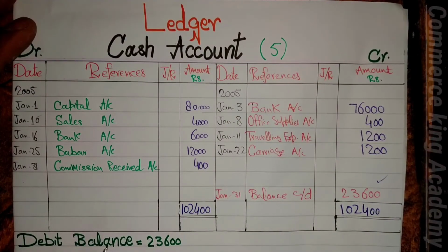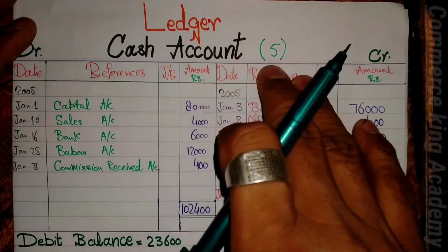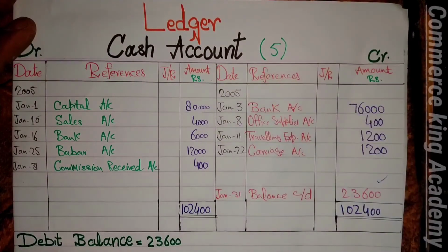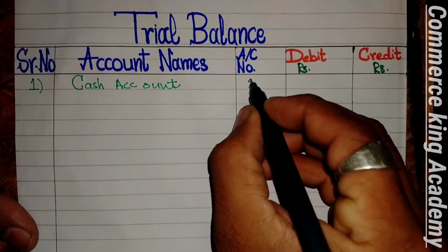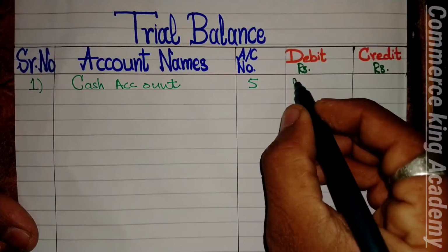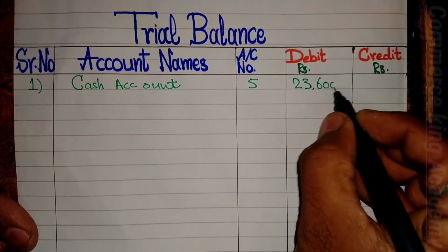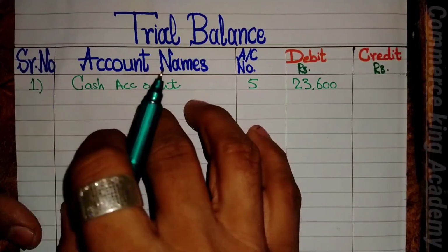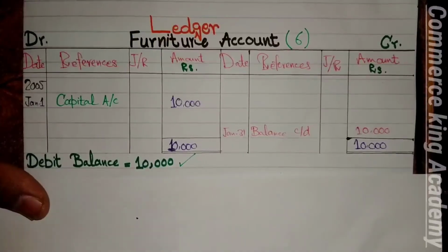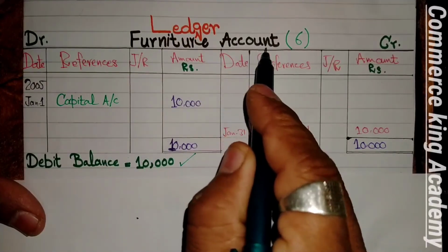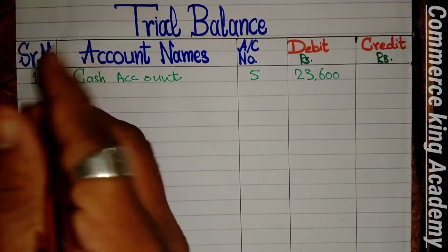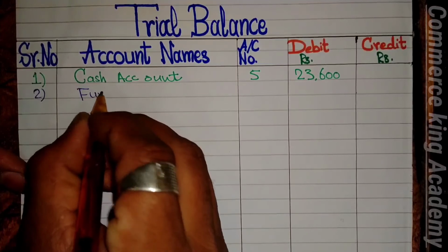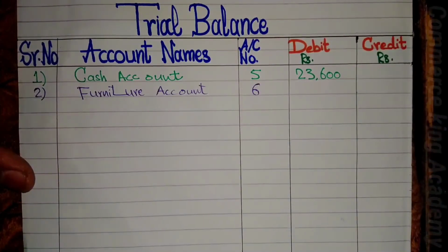We have already found in the ledger accounts, the cash account with ledger folio number 5 or account number 5, has a debit balance of 23,600 rupees. So serial number 1, account name cash account, account number or ledger folio number 5. We will enter its amount on the debit side, 23,600 rupees. The first account's entry into the trial balance has been completed. Our next account is the ledger of the furniture account, am I right, with ledger folio number or account number 6, with a debit balance amounting to 10,000 rupees. So serial number 2, furniture account, number 6, amounting to 10,000.